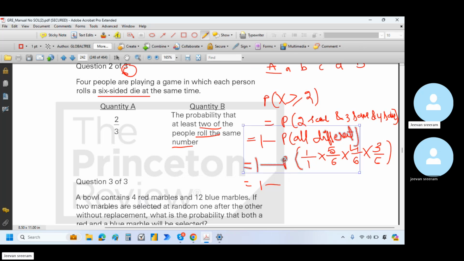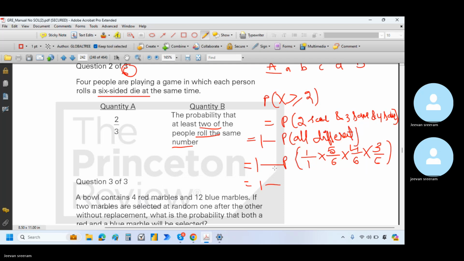So, let's simplify. There should not be P because I have already written the P. Let's simplify this. 3 ones are, 3 twos are, 2 ones are, 2 twos are, 2 ones are, 2 threes are. So 1 minus 5 by 18. 5 by 18 means 18 minus 5, 13 by 18.